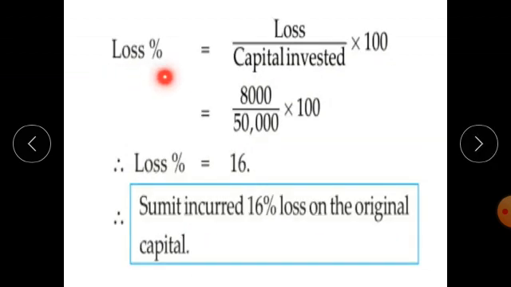So loss percent equals loss upon capital invested into 100. Loss is 8,000 upon capital invested 50,000 into 100. So loss percent equals 16. So Sumit incurred a 16% loss on the original capital.